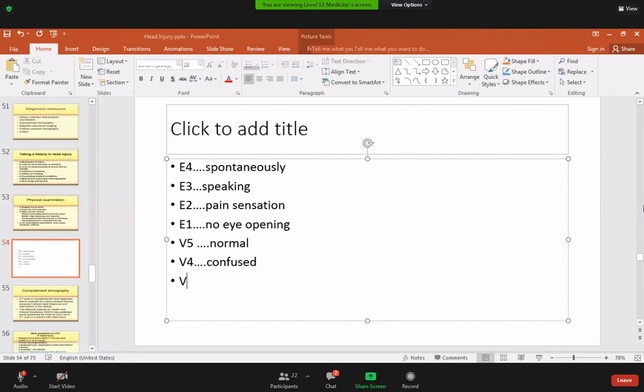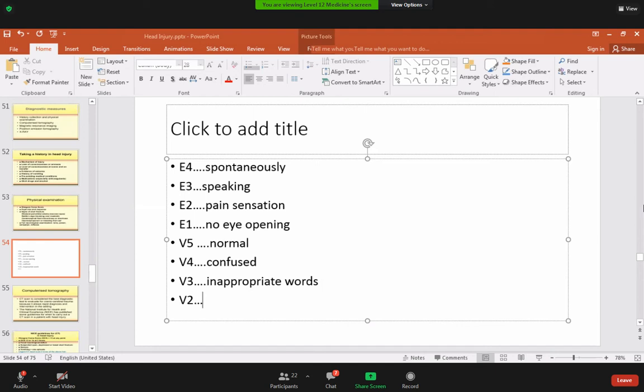What is V3? The patient is talking, but inappropriately. The words are inappropriate. Like you are saying, how are you? And he's saying, I went to this area and that was very good. The patient is not oriented and gives an inappropriate answer to your question. So it is called inappropriate words or inappropriate speech, or sometimes the patient may not even use proper speech when he's talking.